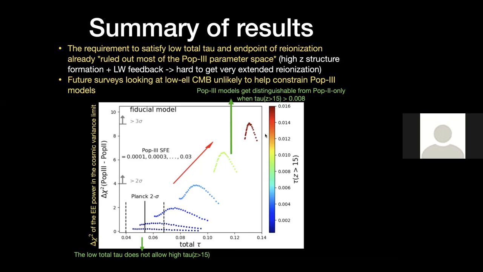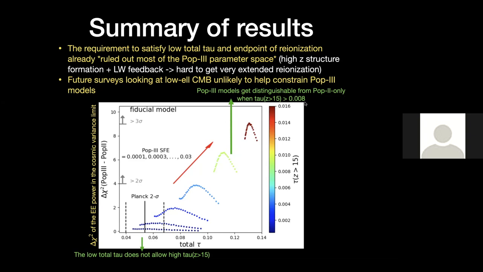So that is pretty much expected, because as we increase the level of ionization at high Z, we are also increasing the level of anisotropy in the E-mode polarization at higher L. So the POP3 models get more distinguishable from POP2 only models. So if we draw a line of delta chi squared equals 4 here, above this line, this basically means the models are distinguishable from POP2 only models by at least 2 sigma level. So you see that that corresponds to a tau deduction 15 threshold of about 0.08.